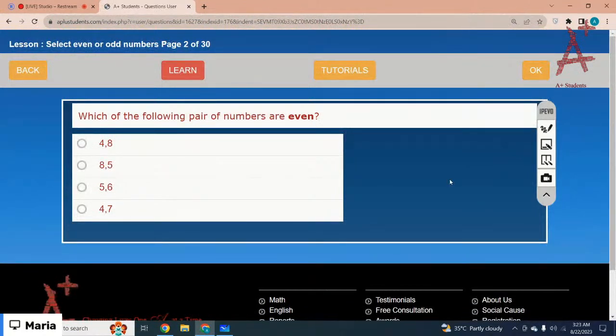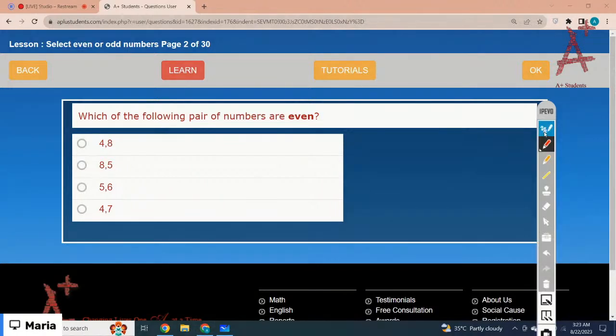Okay, which of the following numbers are even? So which is the correct option? Okay, you have to select a pair of numbers that are even, right? Let's just start with the first option, 4 and 8. 4 and 8, they both are even, right? So option number 1 is the correct option. Just select the correct option, then click on the OK button.